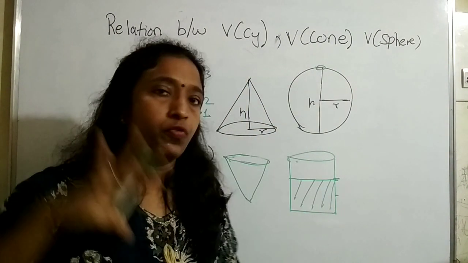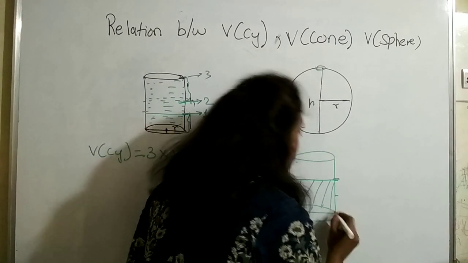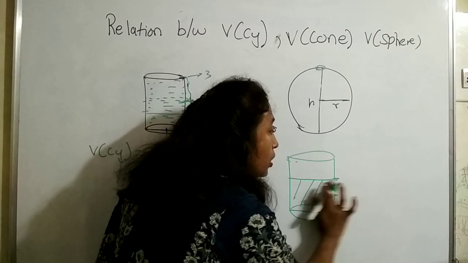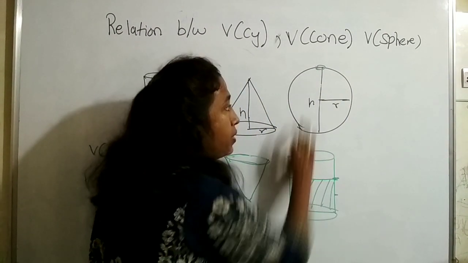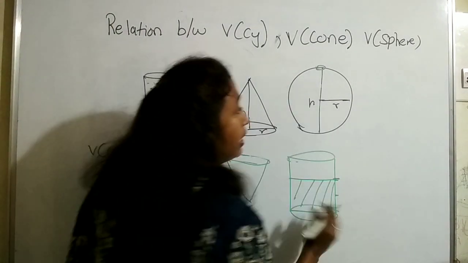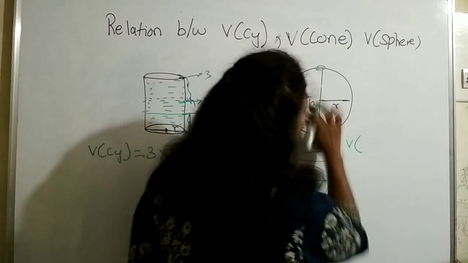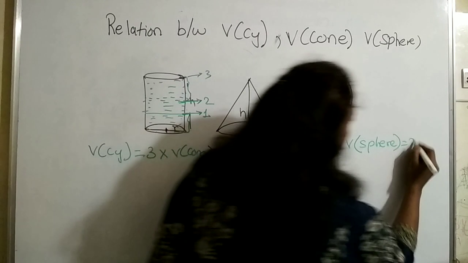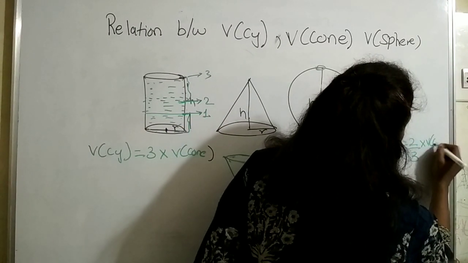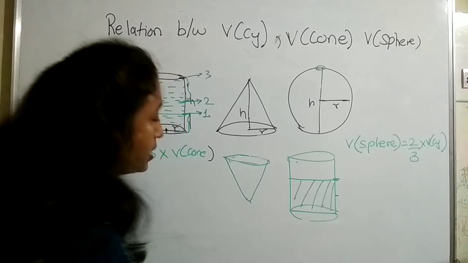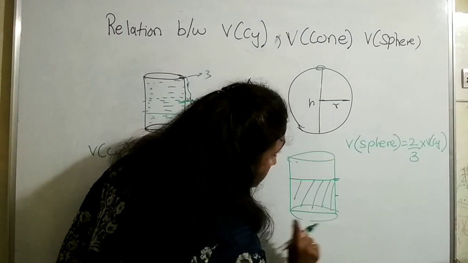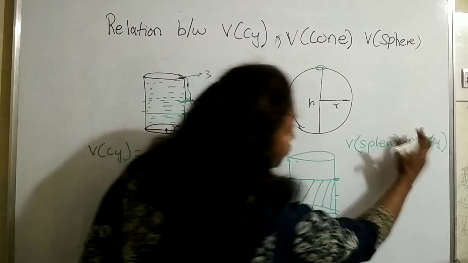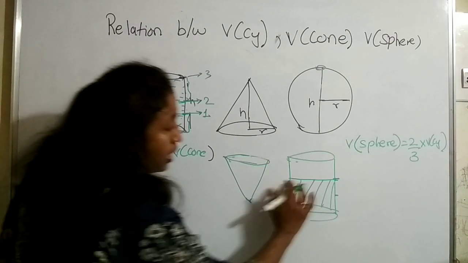With one time you just fill the sphere and pour it into the cylinder, you find that 2/3 of the portion of this cylinder is covered. So there is a relation. We can say the volume of the sphere is nothing but 2/3 of the cylinder. Or we can say that 2/3 of the cylinder is filled by the volume of the sphere one time. Or I can say this is covered.